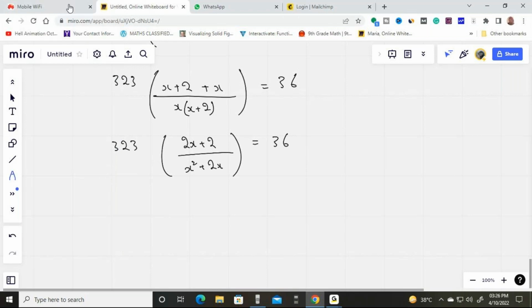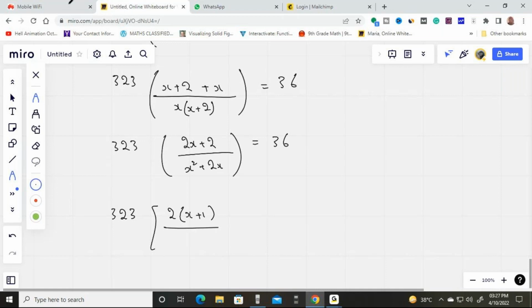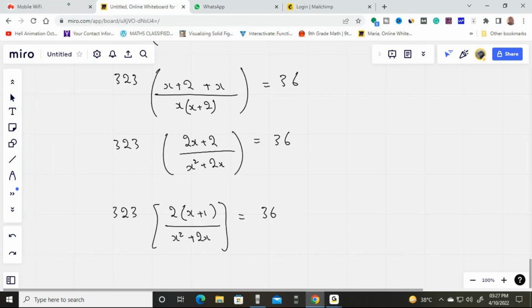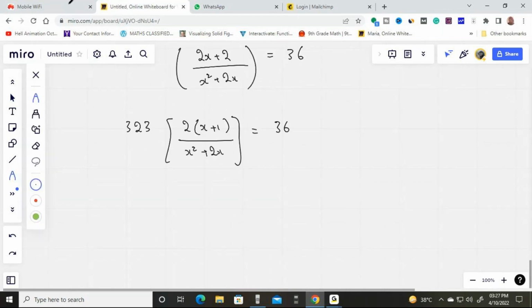The next thing that I can do here is take out the 2 common from the numerator. I'm getting this. And I can cancel this 2 with my 36, because you're having equality here, and in equality, horizontal cancellation is possible, so you can cancel this 2 at the left side with the 36 of the right side. But that's what you're getting.